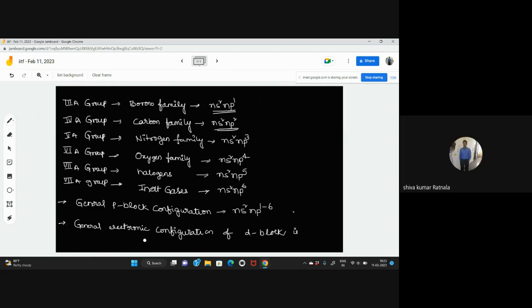The d block configuration is (n minus 1)d1 to 10 ns1 to 2. Does d block mean configurations like d3, d4? Yes, that configuration, all of them.